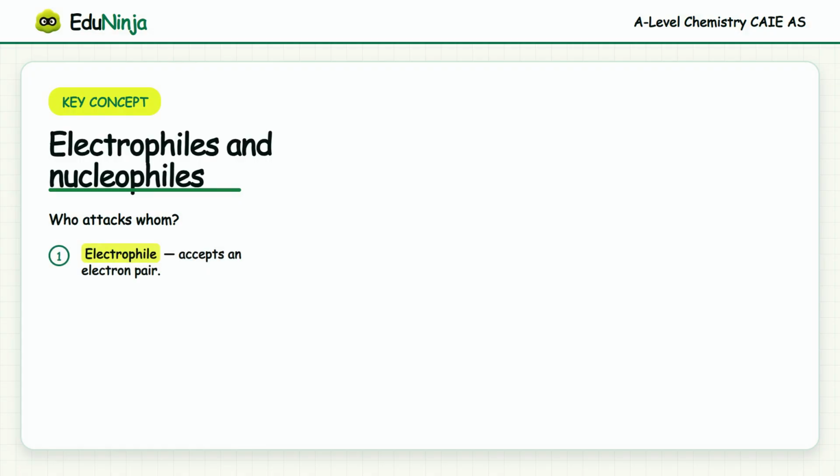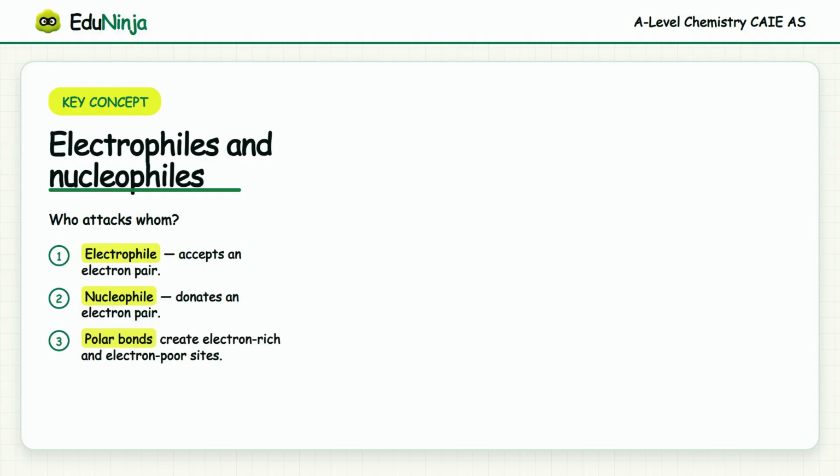An electrophile is electron-poor. It accepts an electron pair. A nucleophile is electron-rich. It donates an electron pair. Polar bonds create electron-rich and electron-poor sites. Electron-rich attacks electron-poor. Here, the nucleophile approaches the partially positive carbon. The leaving group is attached to the electron-poor center.